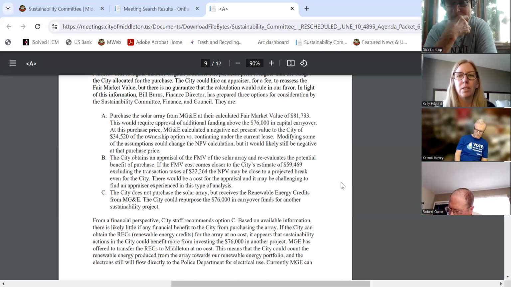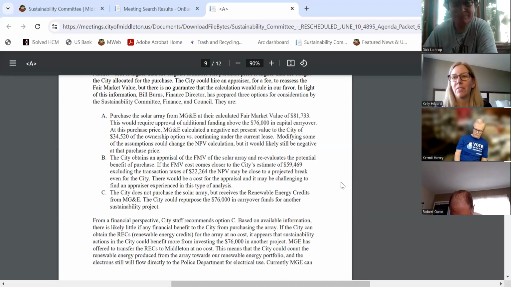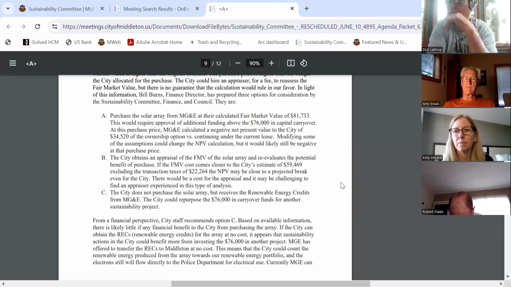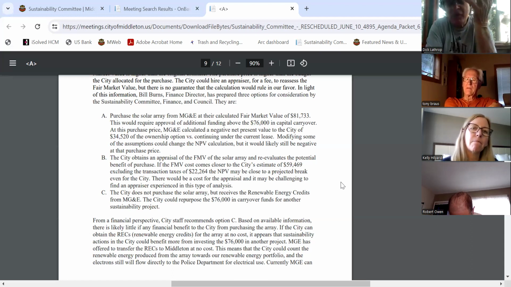We would save money on electricity, but we would still have to, we've paid the $81,733. So it's kind of like the payback wouldn't make sense. Yeah, but how many years would the savings take to pay back the 81,000?